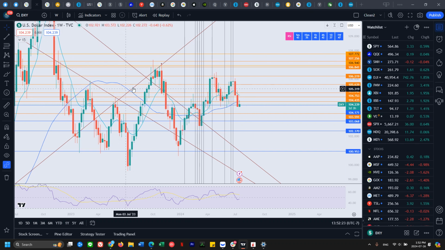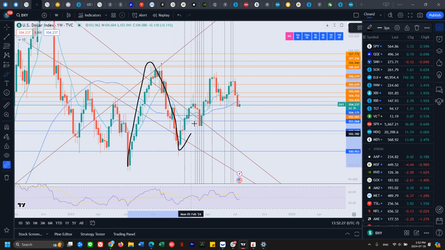Let's continue. No change here on the dollar. Weekly equilibrium still intact. Been talking about this for months. Almost broke it. You can see we almost broke that equilibrium low, and we're getting a slight bounce here.